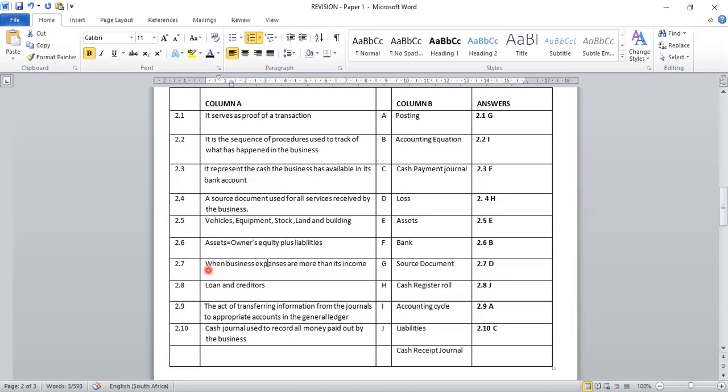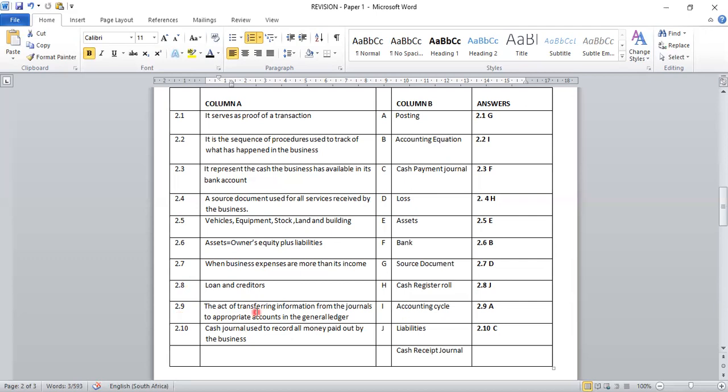2.7, when business expenses are more than its income, this is referred to as a loss. So 2.7, the answer is D. Our expenses are more than what we have, which is income. 2.8, our loans and creditors are examples of liabilities, which is J. So the 2.8 answer is J.